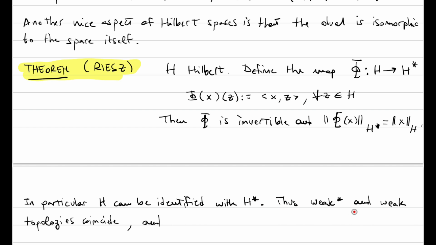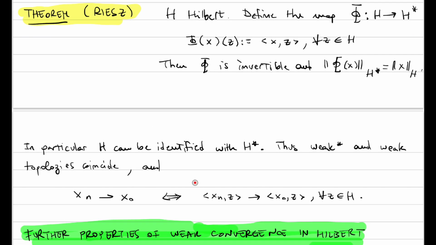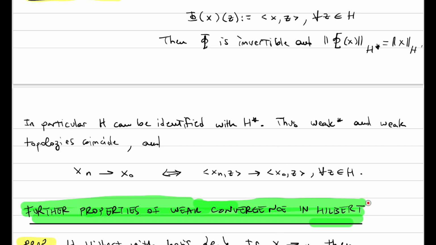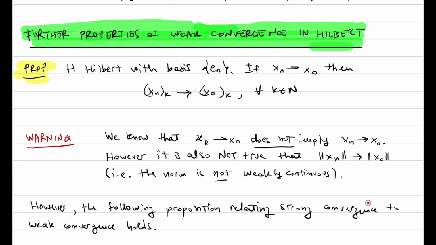In particular, the weak star and weak topologies on H coincide, and we can easily check weak convergence by testing against elements of H, because all the linear continuous functionals have this structure by the Riesz theorem. So xn converges weakly to x0 if and only if the inner product of xn against z converges to the inner product of x0 against z for all fixed z in H.